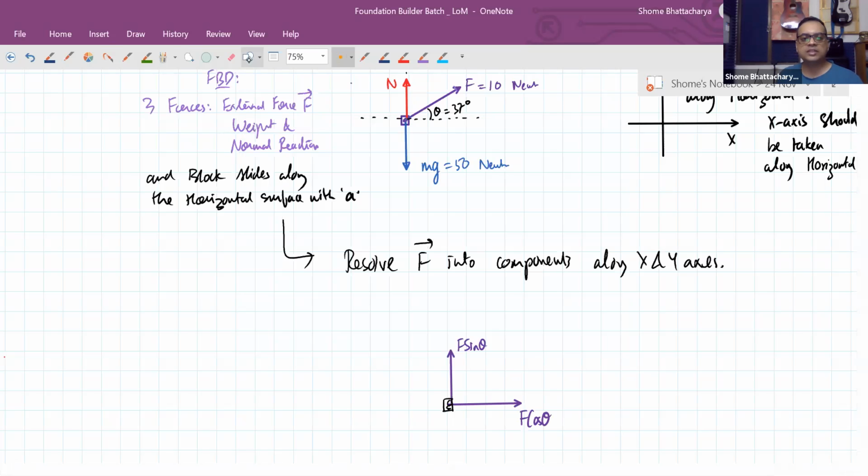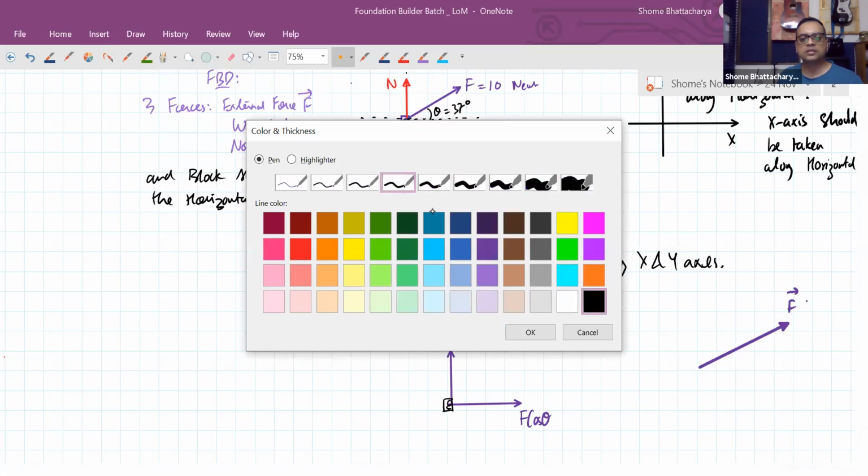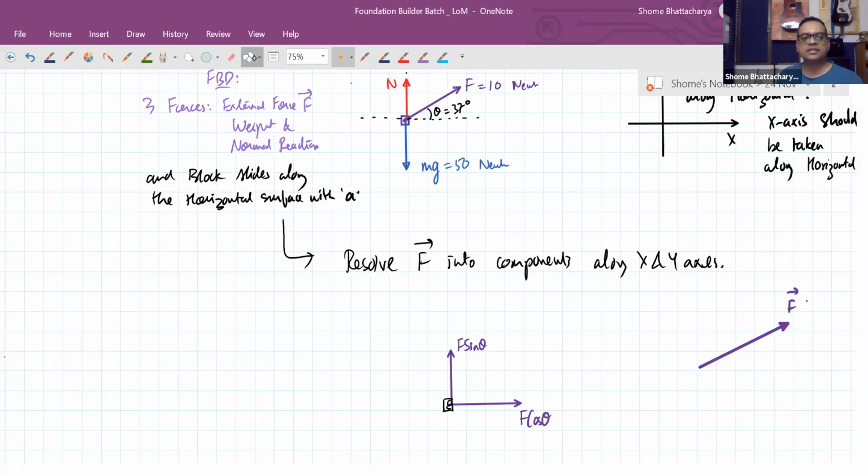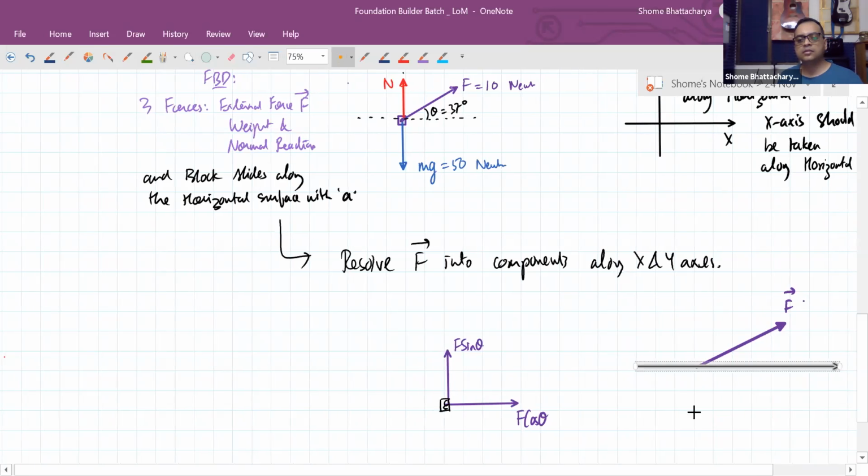I hope all of you remember the steps of resolution. So we have a force like this, which is at an angle theta with respect to our system of axis, such that with the x axis it is making an angle theta. Then the x component of that force becomes how much? It becomes the cos component. And the y component becomes how much? It becomes the sine component. Okay, so that step we are applying over here.